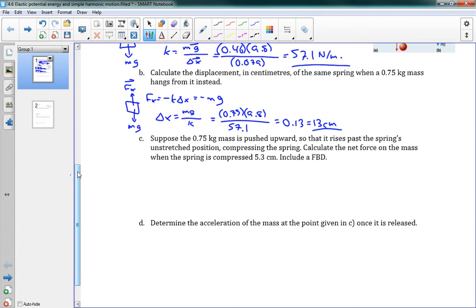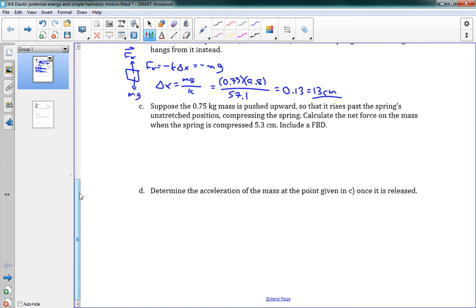Okay, part C. It says, suppose the 0.75 kilogram mass is pushed upwards so that it rises past the spring's unstretched position, and it's now compressing the spring. We want to calculate the net force on the mass when the spring is compressed 5.3 centimeters. And we're going to include a free body diagram. So that's what we'll draw first. We've got our free body diagram. We still have mg working downwards.